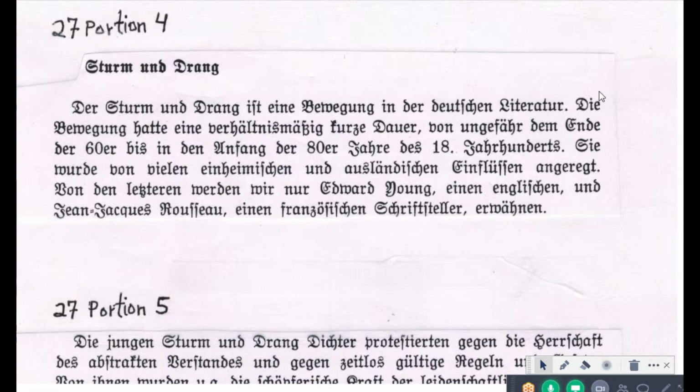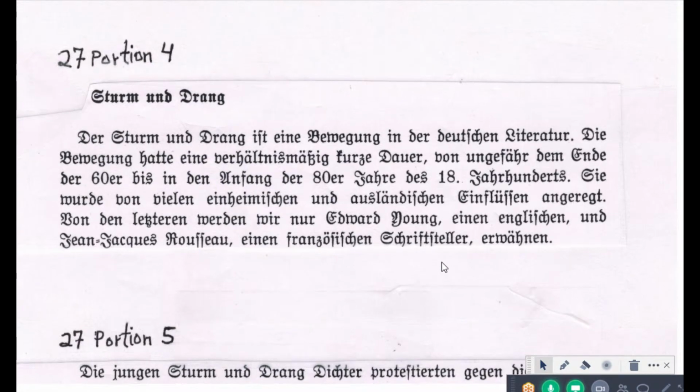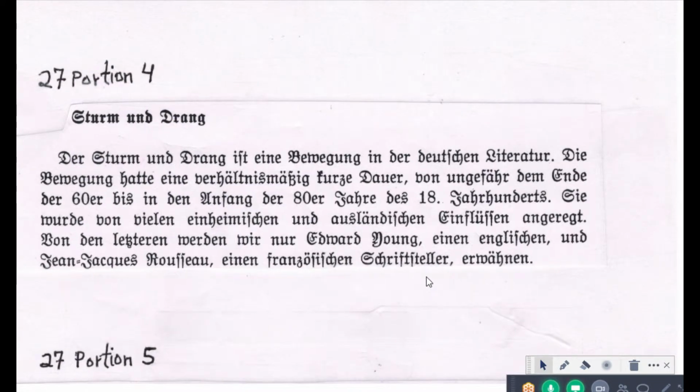Then, okay, here's our next section right here. It's called Sturm und Drang, portion number 4. So we're going to read this, and I'll read out loud, and Chad will repeat after me. Please read with him, and then we'll just identify the grammar so we can work together. But again, our purpose is to identify and be able to read clearly the letters that are in this script.